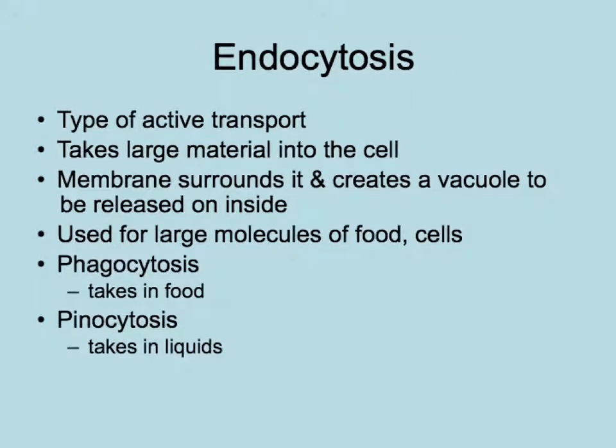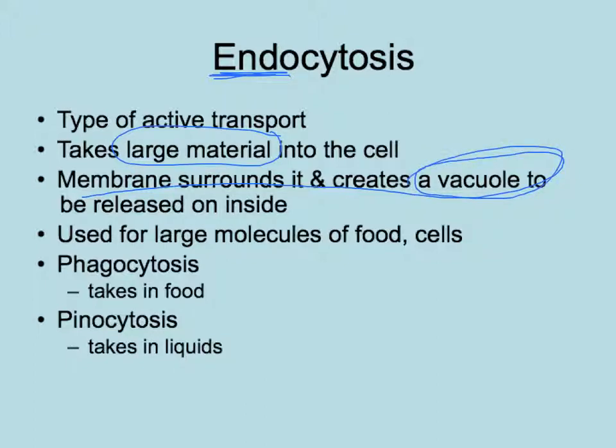A form of active transport is called endocytosis. Endo means inside, so it is taking things into the cell. Now, it's taking large things into the cell, because small things can just go straight through the membrane, no problem. It's the large things that have issues. What happens is the membrane is actually going to surround it, and it's going to create its own vacuole, and I'll show you a picture of how that happens.